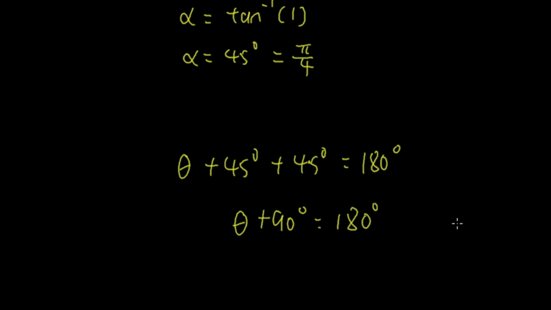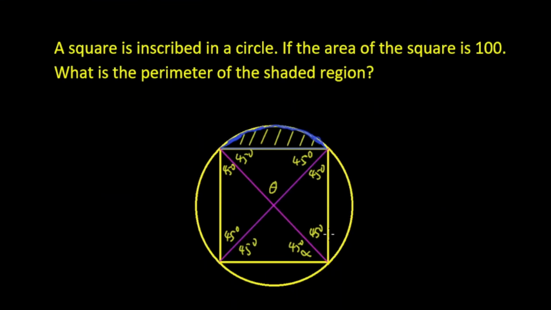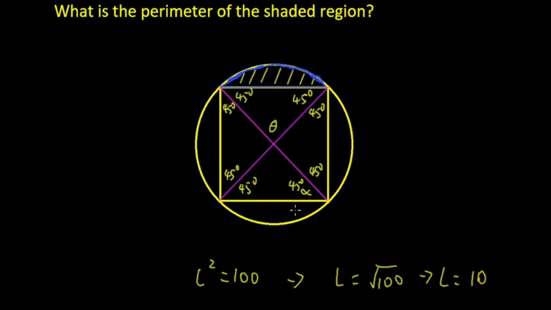Now, theta is equal to 180 degrees minus 90 degrees, which is 90 degrees, right? Okay, so we know theta now. And in fact, these are all similar triangles. So that means this angle is theta, this angle is theta, and this angle is theta.